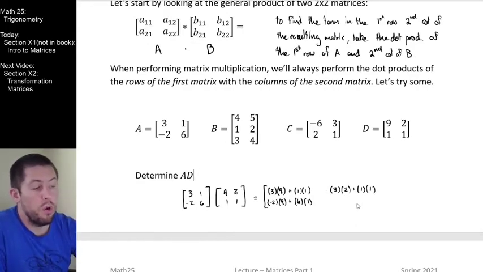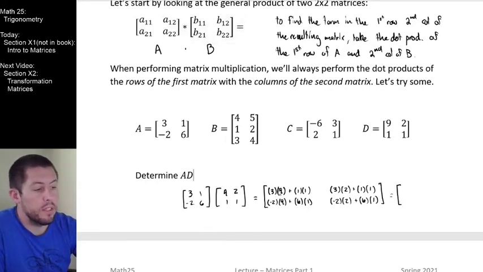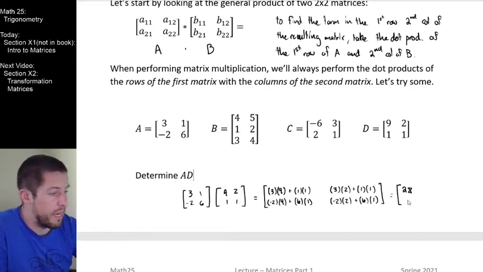Finally, to find row 2, column 2 of the resulting matrix, I'm going to take row 2 of the first matrix, dot product with column 2 of the second matrix. Negative 2 times 2 plus 6 times 1. And now I'm just going to do the math right here and see what we get. It looks like this should be 3 times 9 is 27, plus 1 is 28. Here I'm going to get negative 18 plus 6 is going to be negative 12.